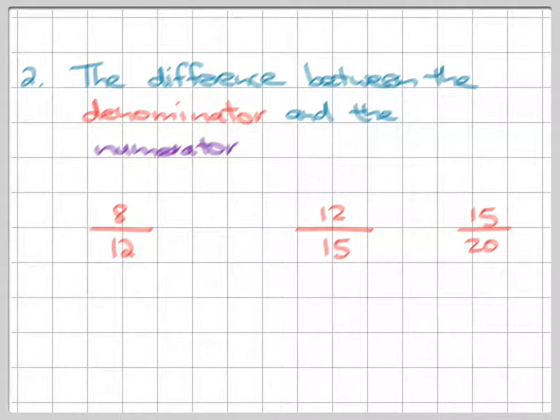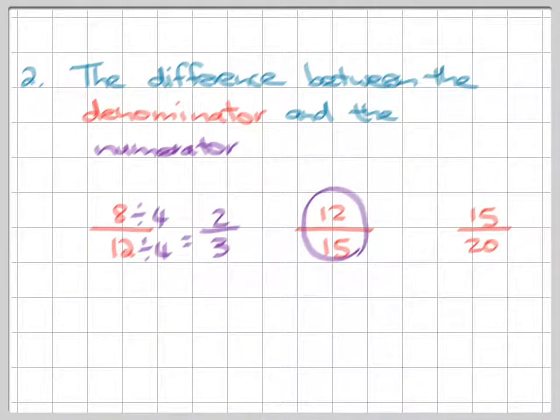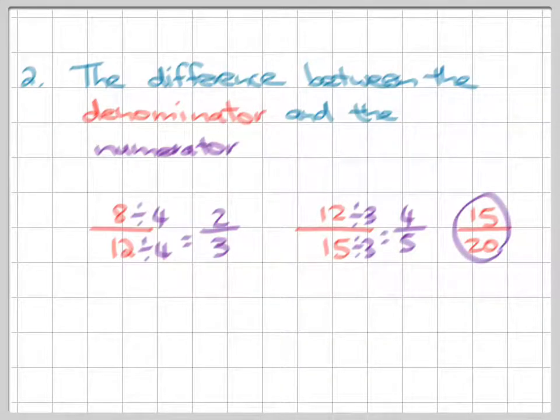Let's look at another one that you can use. Number 2 of the list of tricks in your box would be to find out the difference between the denominator and the numerator. Okay, and that will be your greatest common factor. So here, let's look. 12 minus 8 is 4. So then we can actually use that as the greatest common factor. Divide by 4, and that would end up being 2/3. Okay. Here, 15 minus 12 is 3. So we're going to divide by 3, and we end up with 4/5. Here we have 20 minus 15 is 5. Divide by 5, and we end up with 3/4.